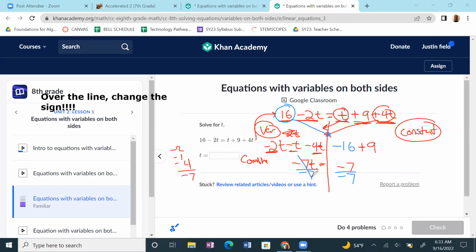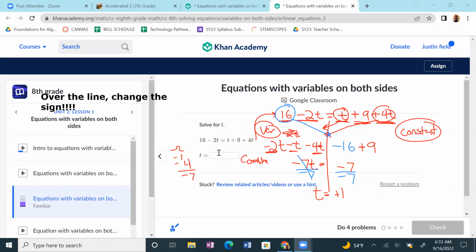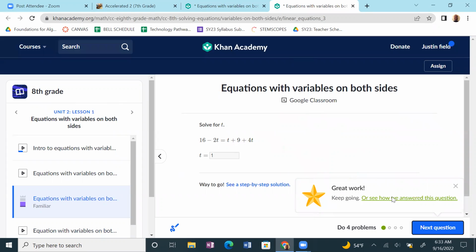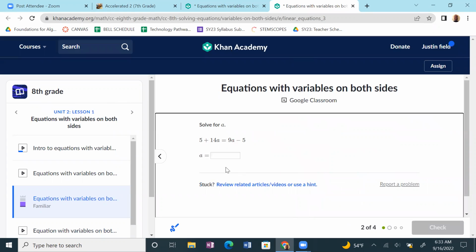Boom. And t equals positive 1. The two negatives cancel out. So all that work for 1. But you know what? If I had to do all that work for one student, I would. All that work for one is worth it.